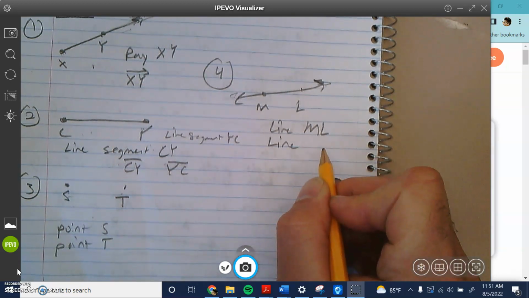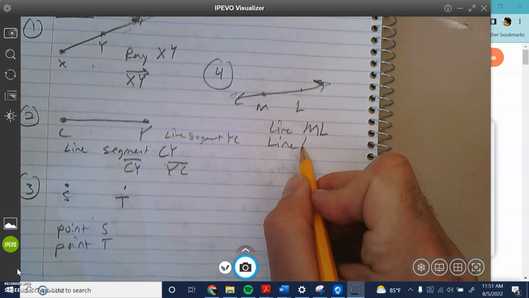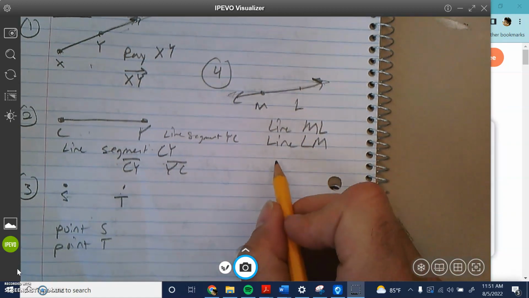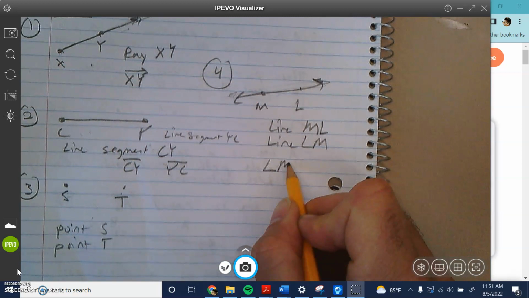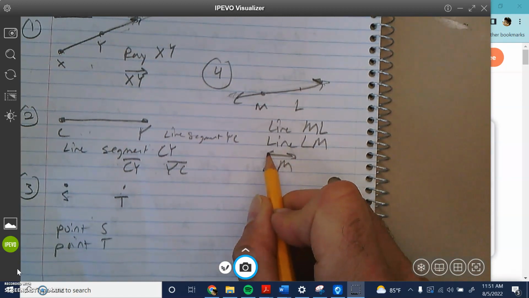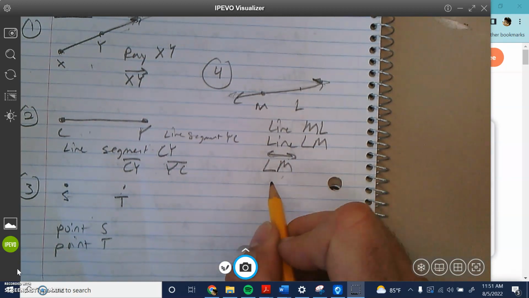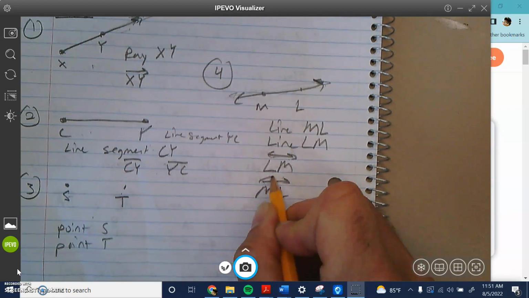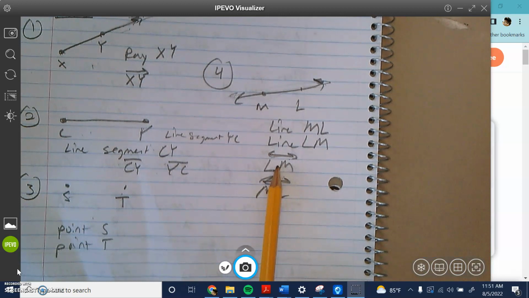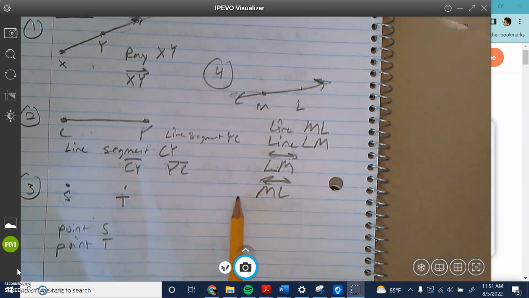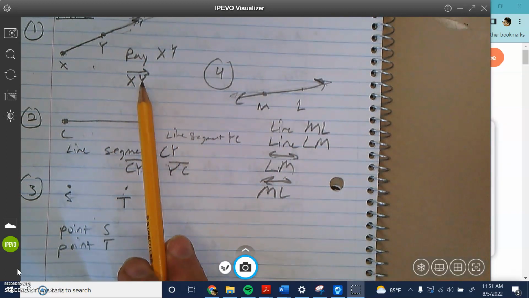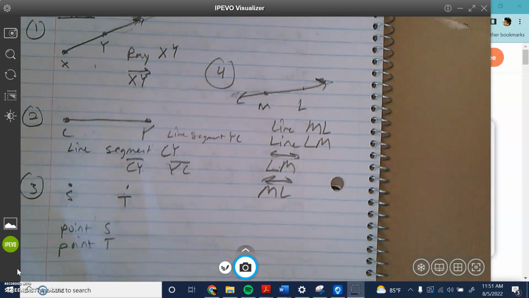How else can I say it? Line ML, yeah, LM. I can say it either way because it goes either way in both directions. I can also say line LM with the arrows on top, right? It's shorter if I don't want to spell it out. Or line ML also. Even though it looks like that, I say line LM. This I say line segment CY, etc. Ray XY. There we go. Nice job. Keep it going. Good work, everybody.